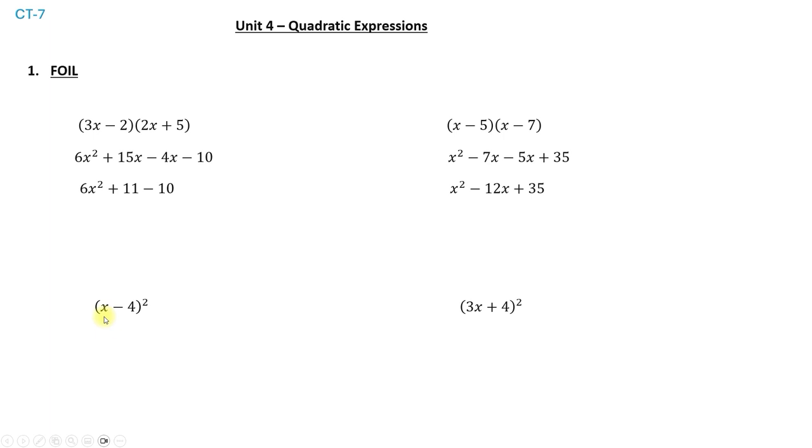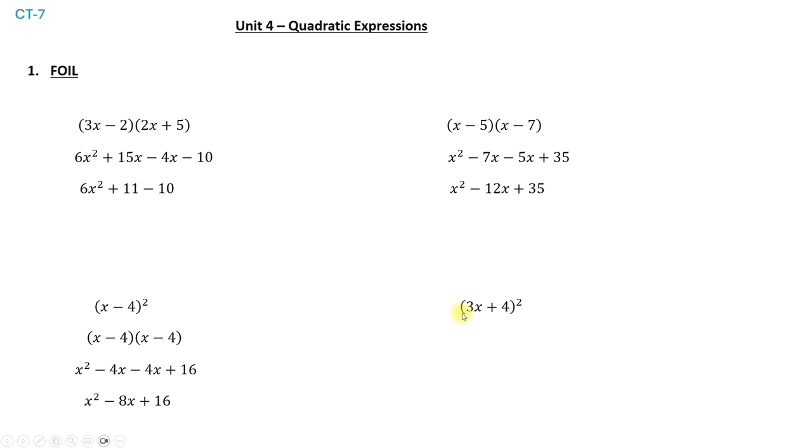When given a question like this, it's easiest just to rewrite it as x minus 4 times x minus 4, and then use the same FOIL method. Collect our like terms for a final answer of x squared minus 8x plus 16.